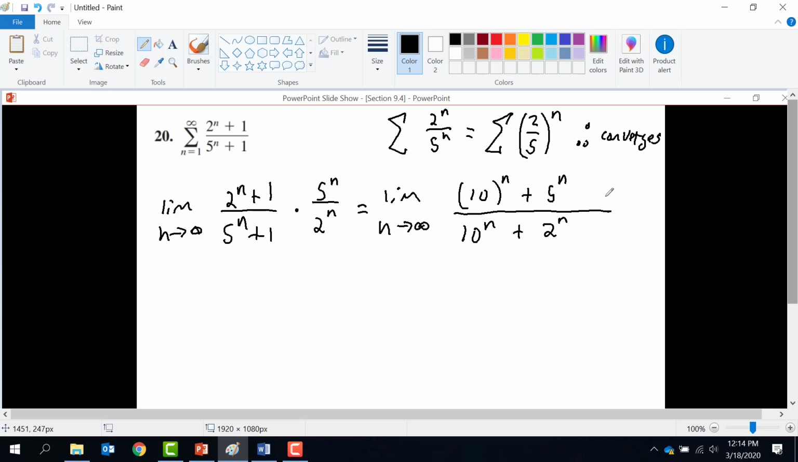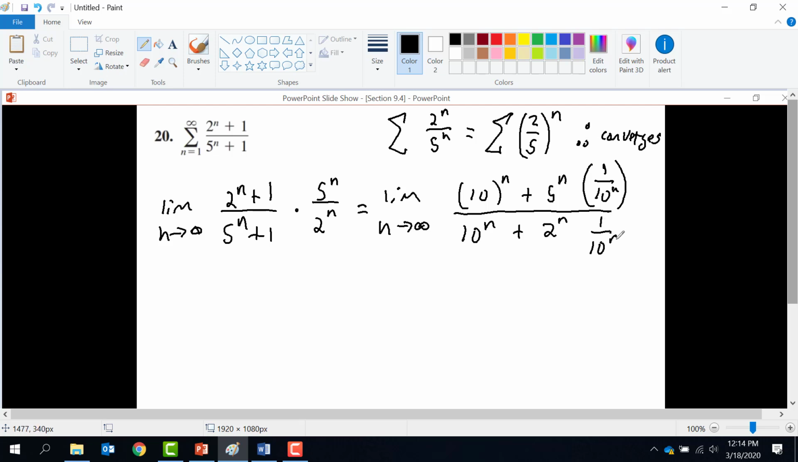Now in this expression right here, again, the trick that we learned for rational functions, this is not a rational function. You don't have a polynomial over a polynomial. You have the sum of two exponential functions over the sum of two exponential functions. But we can modify the trick that we learned. We take whatever's growing fastest in the denominator, which is this 10 to the n, and we multiply by 1 over 10 to the n.